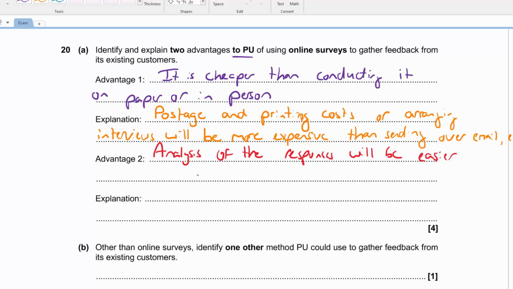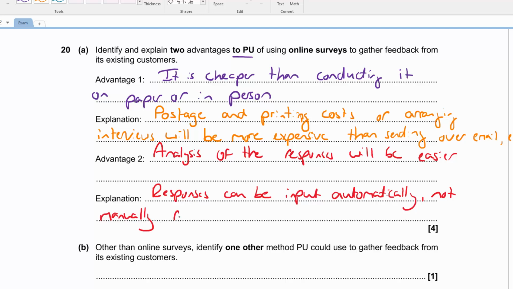So it'll be easier. Explanation is that responses can be input automatically, not manually, reducing the time needed to do this. Okay, maybe these are not the greatest points in the world, but those are the ideas we're going for, just expanding on our point when we're doing the explanation and being a little bit more specific about why exactly it is an advantage of online surveys in particular.